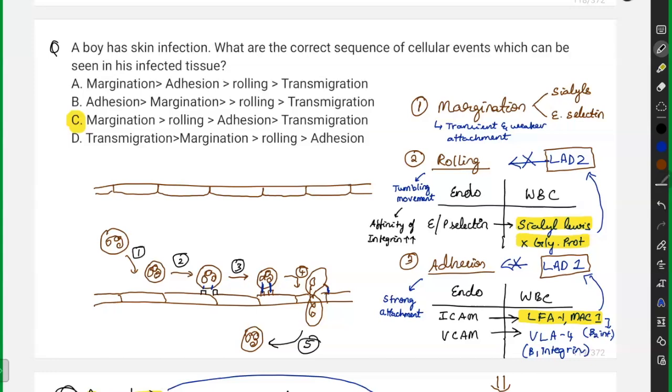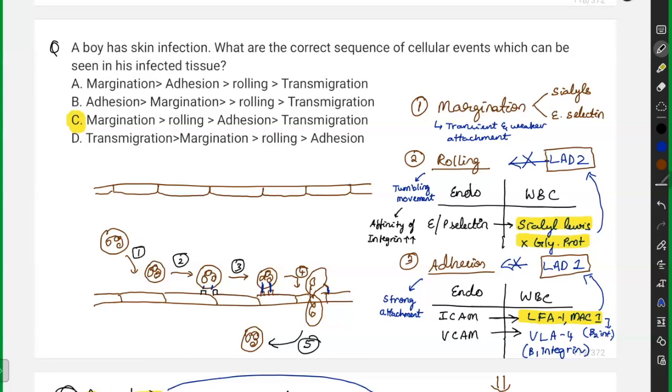P-selectin is stored in endothelium Weibel-Palade bodies and platelet alpha granules. L-selectin helps in lymphocyte homing to high endothelial venules. Integrins are transmembrane receptors that are bridges for cell-to-cell or cell-to-extracellular matrix interaction. VCAM, ICAM are present in the endothelium. GP2B3A is an integrin on the surface of blood platelets, and fibronectin, vitronectin, collagen, laminin, all of these are going to be involved inside the lumen.